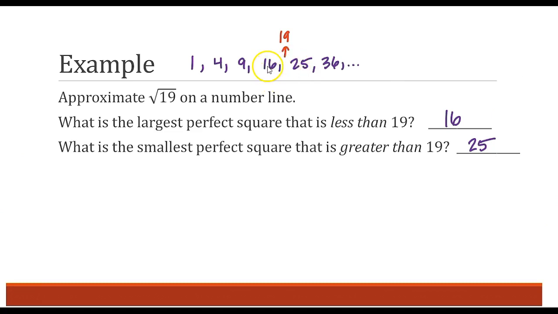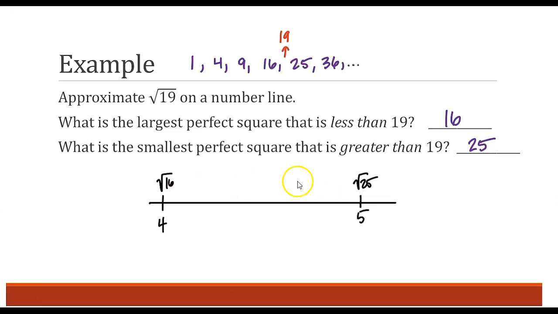Well, the square root of 16 is a value we can find, and the square root of 25 is a value we can find. So I'm going to go ahead and draw my number line, and label the square root of 16 and the square root of 25, because those are nice values: the square root of 16 is 4, and the square root of 25 is 5. Now I want to think about where the square root of 19 falls here. Let's think about the halfway point. That would be 4.5.